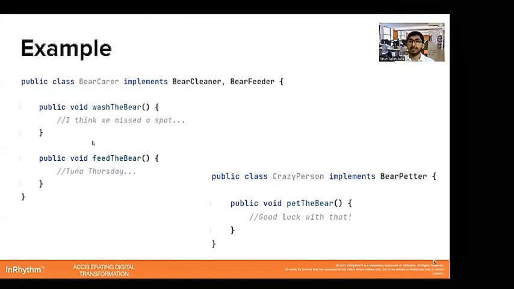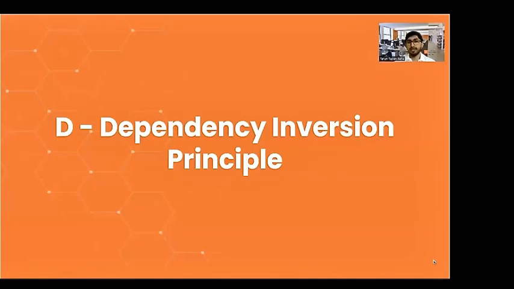Here you see, when we broke those behaviors into individual interfaces, we are no longer forcing implementing classes to have those behaviors, even when they're not concerned with them. Hence, abiding by the interface segregation principle. Last is the dependency inversion principle.